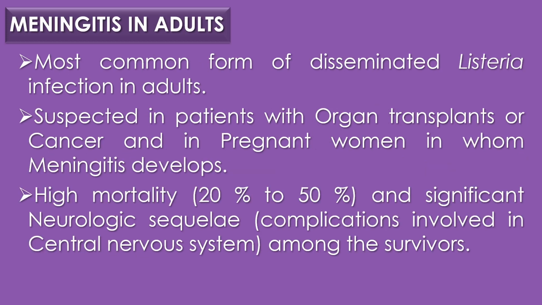The fourth clinical disease caused by Listeria monocytogenes is meningitis in adults. Meningitis is the most common form of disseminated Listeria infection in adults. Although the clinical signs and symptoms of meningitis caused by these organisms are not specific, Listeria should always be suspected in patients with organ transplants or cancer, and in pregnant women in whom meningitis develops.